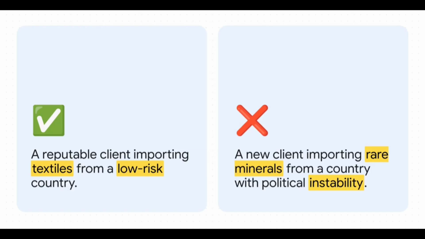So let's look at a quick comparison. On one hand, you have a reputable client who's been in business for years, importing something common like textiles from a stable, low-risk country. That's probably going to get a green light. On the other hand, what if a brand new client wants to import rare minerals from a country with a lot of political instability? Yeah, that's much more likely to be declined. It's all about weighing the risk.